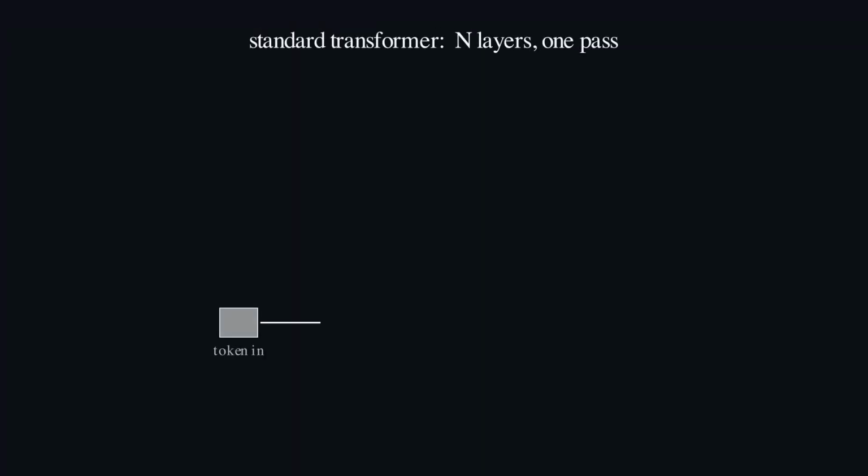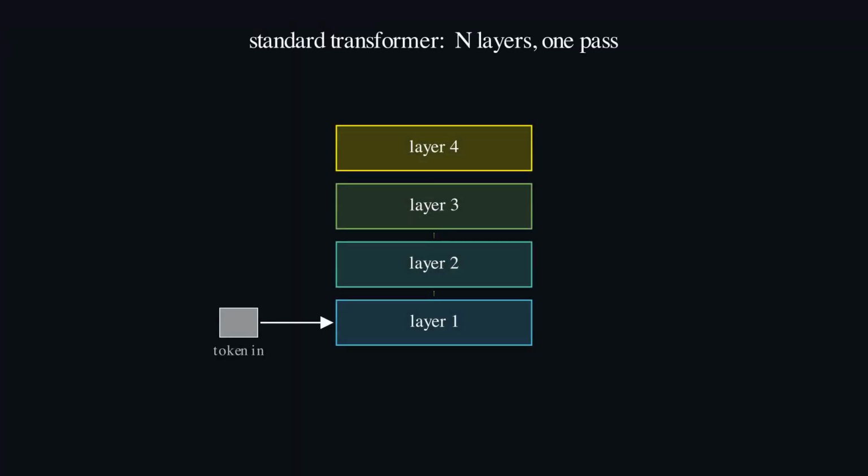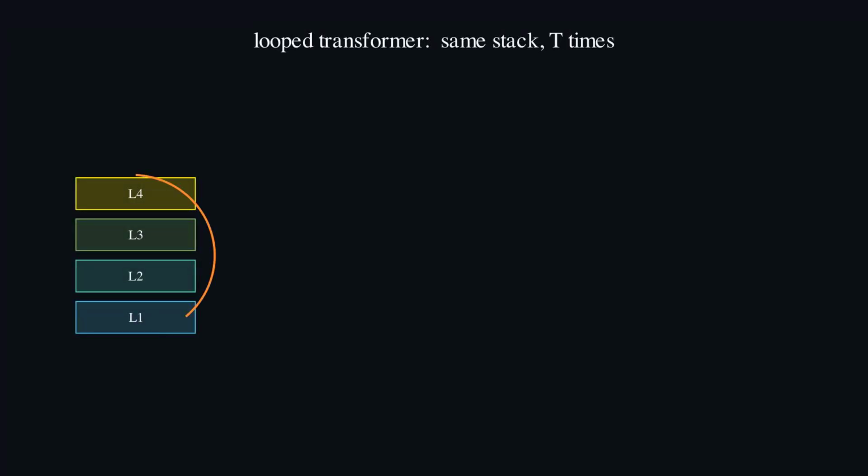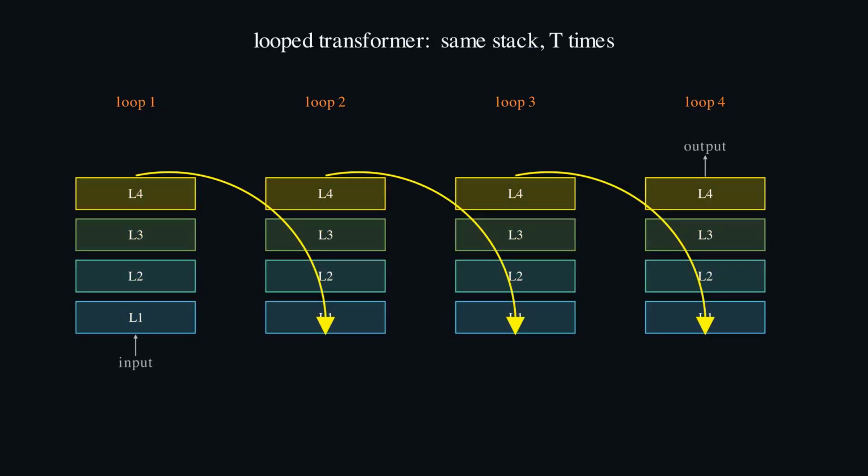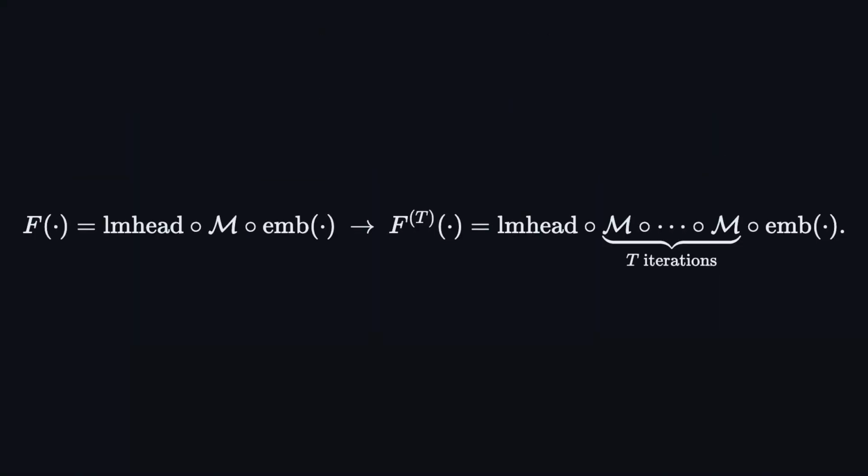A standard transformer stacks n layers, 1 pass, 1 prediction. A looped transformer, like Ouro, runs the same stack again and again. T iterations, same weights, more compute. 1 forward pass becomes T forward passes through the same composition M.